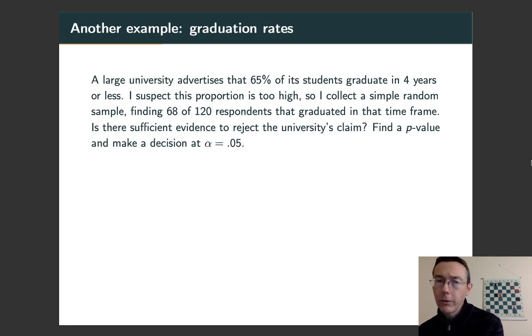68 out of 120 is about 57%, so obviously less than 65%. However, that could just be due to random chance. Just how unlucky would I have had to have been to get a sample like that? That's what the p-value is going to represent. If the p-value comes out to be less than 0.05, alpha equals 0.05, then we're going to reject the null hypothesis, reject the idea that the actual proportion of students that graduate in 4 years or less is 65%, and instead accept the idea that it is less than that.